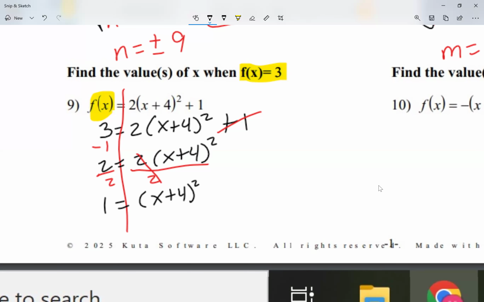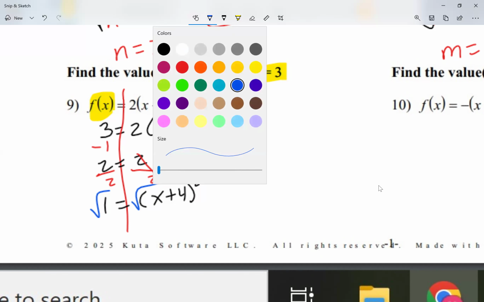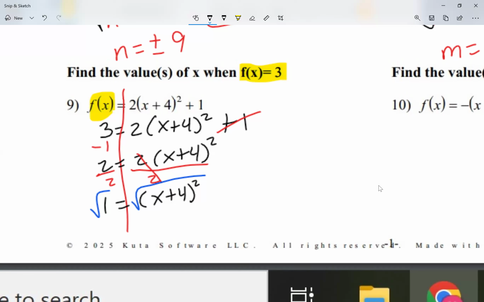Nice. Now I know how to get rid of squares by doing the square root. So actually, let me do it with blue here. Once you get the parentheses squared, like the parentheses to the second power by itself, that's when you can do your square root. So let me say that again. Once you get the parentheses square by itself, that's when you can do your square root, not before. Okay, so let's see. The square root of 1. I remembered I get 2 answers, right? Positive or negative 1. Okay, positive or negative 1 equals x plus 4.